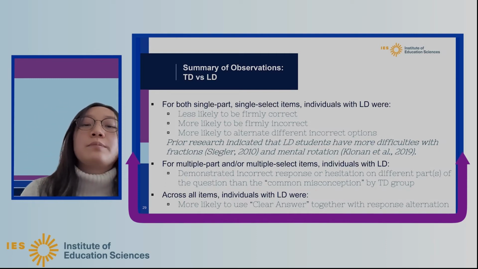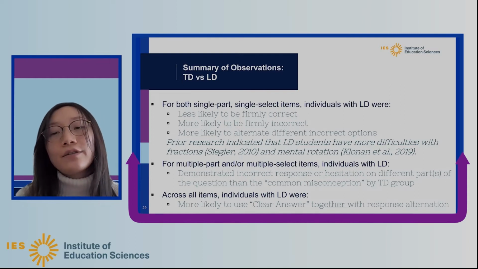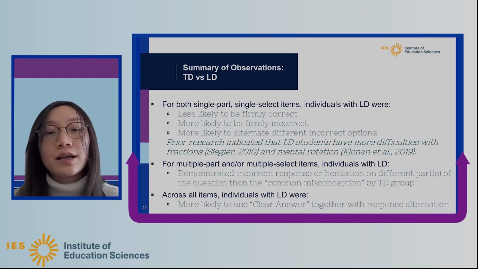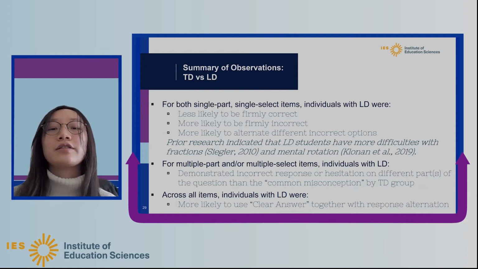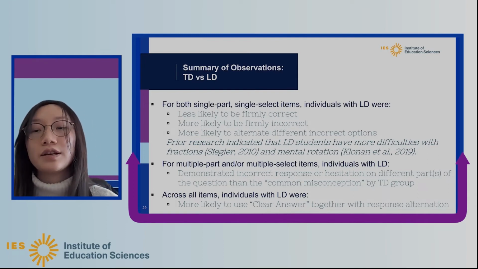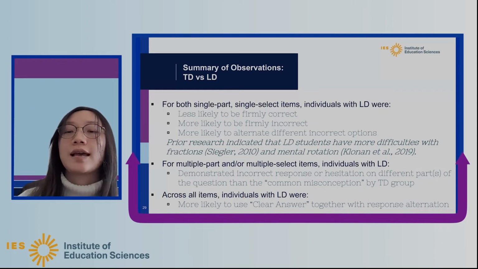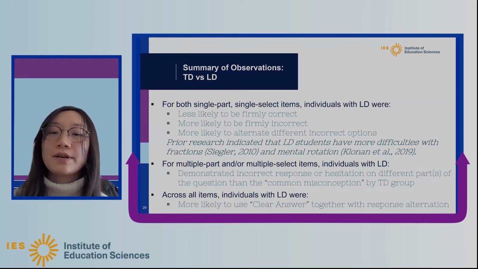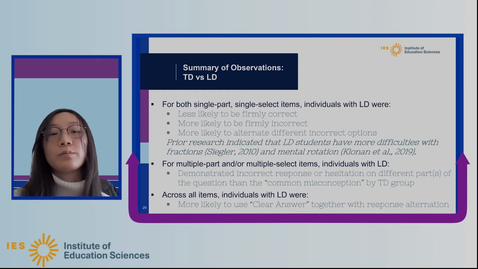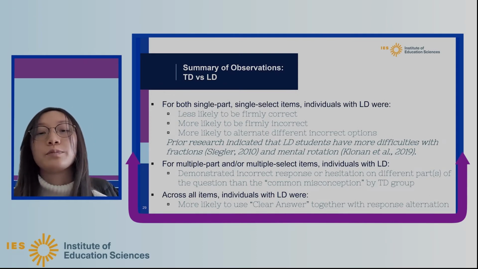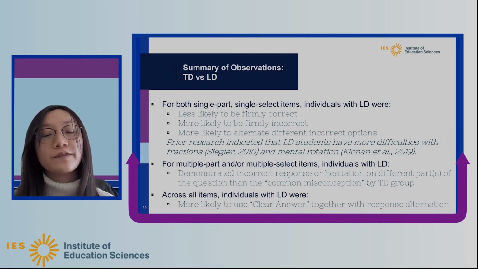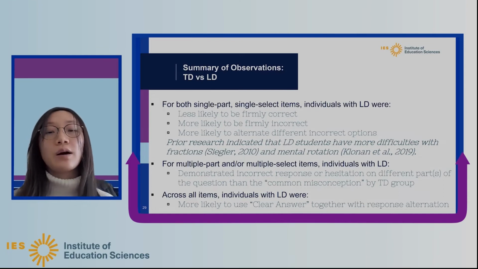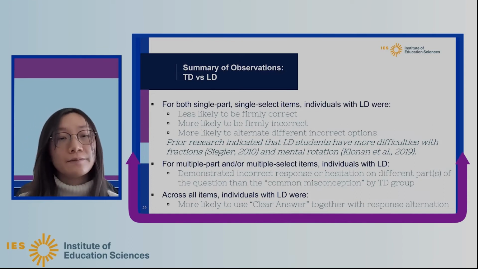For the multiple part and multiple select questions, we have found that individuals with LD demonstrated incorrect response or hesitation on different parts of the question other than the common misconception by the TD group. Specifically, for example, maybe the most common misconception is about part one for a multiple part question for the TD group. However, for the LD group, they will be more scattered where people are wrong or unsure about each of these parts, or their most common misconception might be on part three.